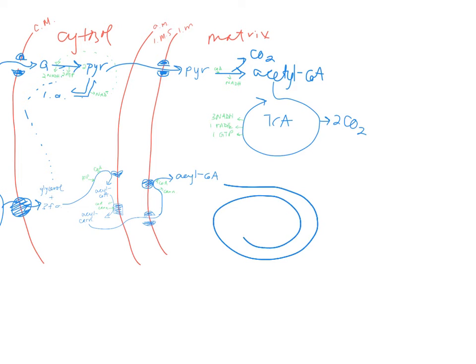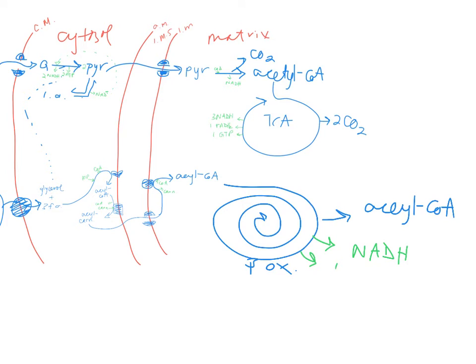And I'm going to do this for beta-oxidation, where it goes around and around again. And what comes out is acetyl-CoA. These are the carbons, so notice all of my carbon intermediates and carbon metabolites are all in blue, and all of my reduced coenzymes and ATPs are all in green. Each round, we get 1 NADH and 1 FADH2.